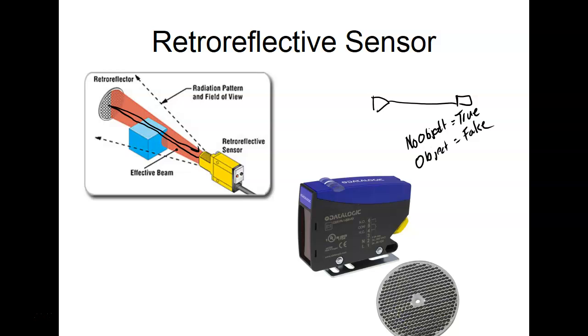In the control system, PLC is no big deal. In the control system, you need that normally closed when the object is present. This is normally open when the object is present.